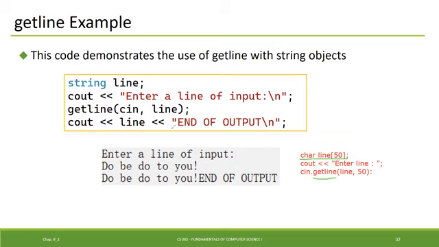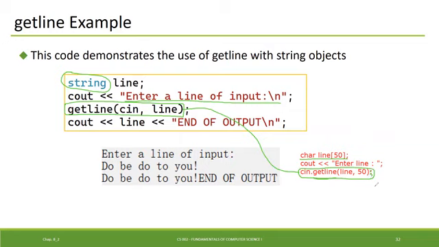Okay, and look at this one. In this case, I have a string line, and enter line of input. And this time, look at this one. getline, cin, line. See? Can you see that? Compare this with this. So if you use a C string, this is how to use getline. This should be the semicolon.